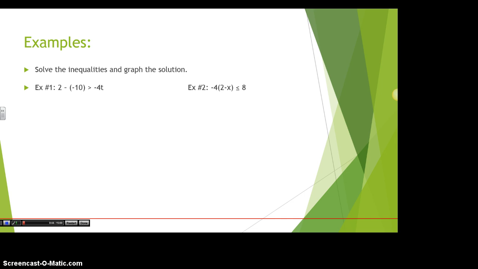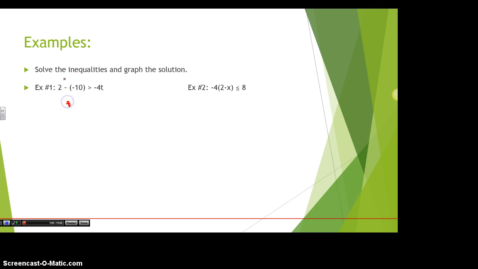Here we're going to get right into some examples. For these examples, we're going to solve the multi-step inequalities and then graph the solution. For our first example, we have 2 minus negative 10, which is greater than negative 4t. Remember, when you have two negatives next to each other like that, a negative and a negative become a positive.